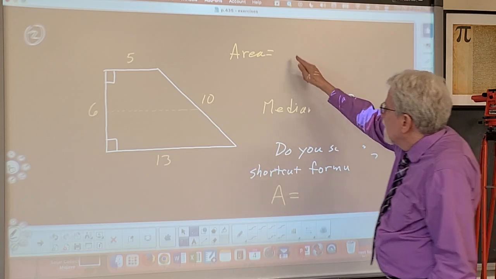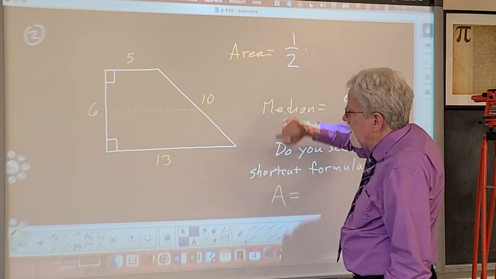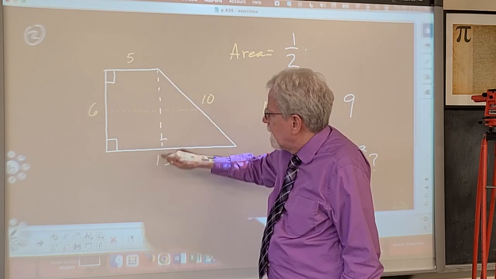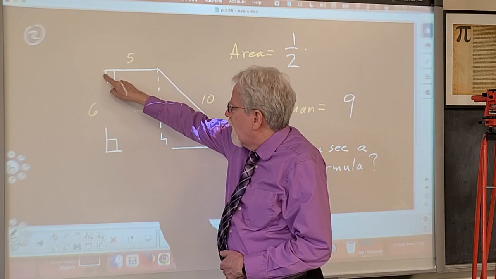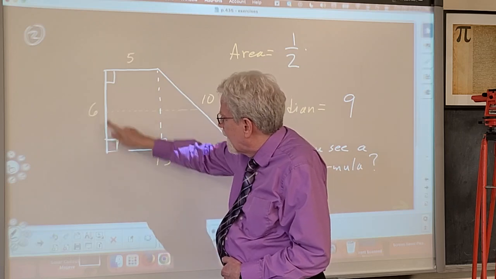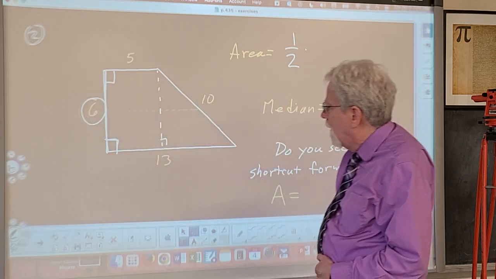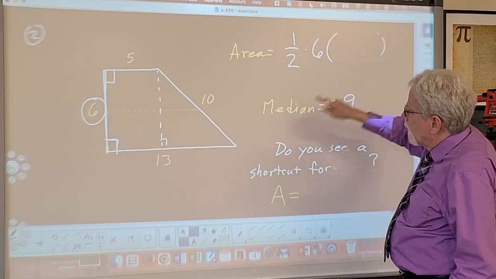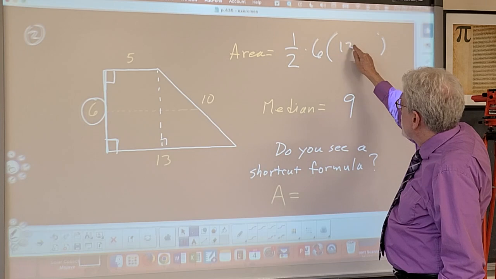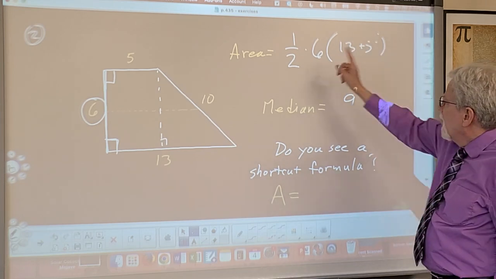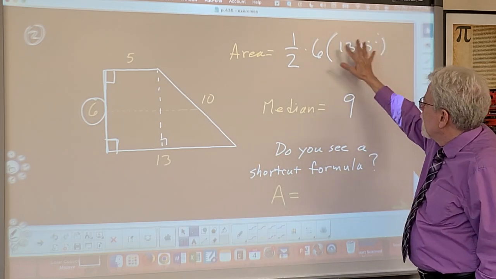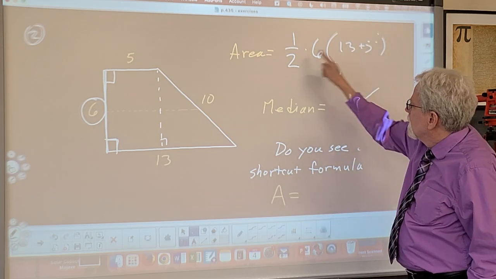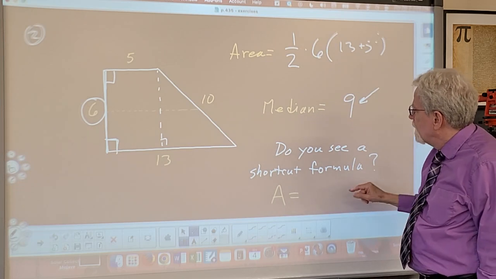Now for the area is 1/2 times the height, which is, oh, interesting. They didn't put a height in here for you, but they didn't need to, because this side of the trapezoid is perpendicular to the base, so that is the height. Oh, I see now. Good. So it's 1/2 times the height times the sum of the bases, 13 plus 5. Half of 18, that's 9. That's 9 times 6 being 54.